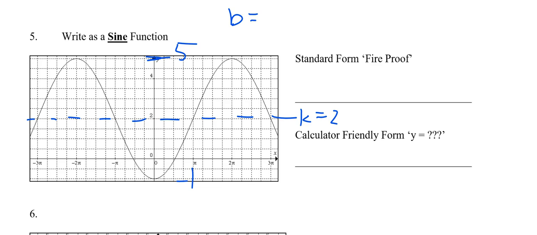What's your B value? The B value is your amplitude? 3. Right? Remember, your amplitude is the distance from the center line to the top or the center line to the bottom.